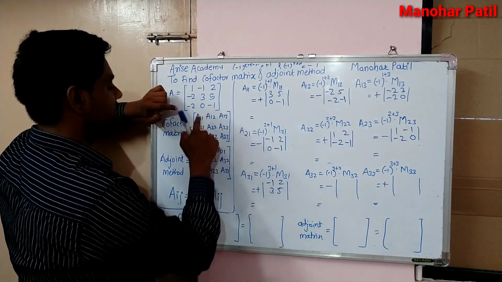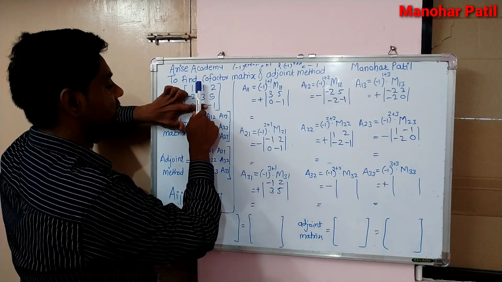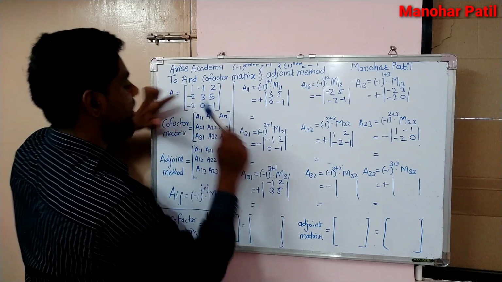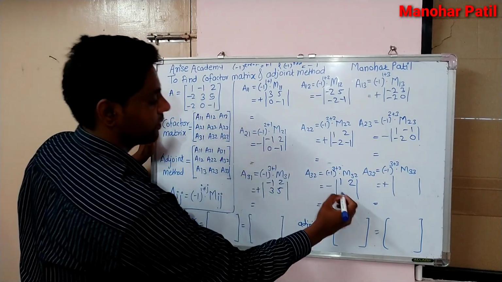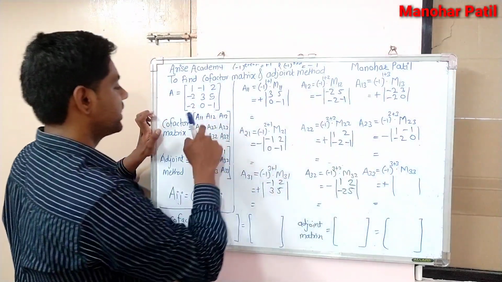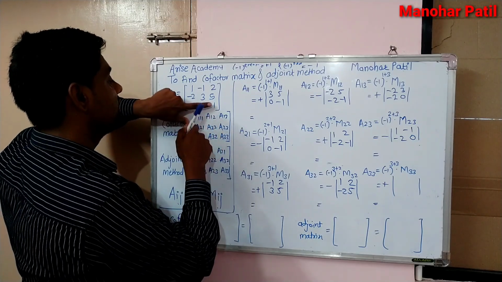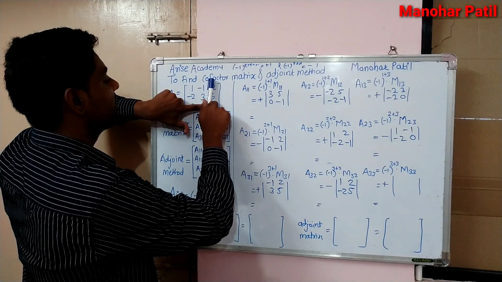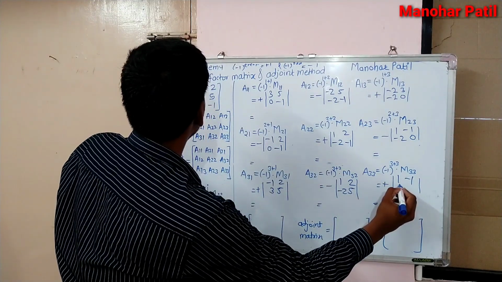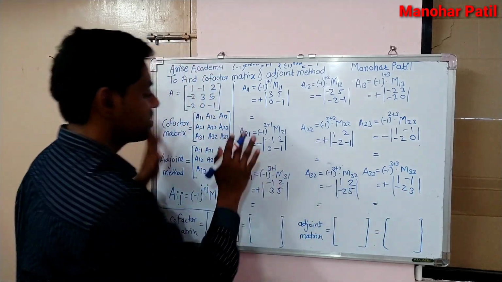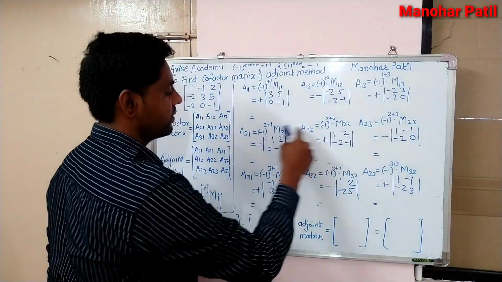Next, for A32, this element 0 is present in the third row, second column. So the remaining elements are 1, 2, -2, 5. A33 means -1. This element is present in the third row, third column. So take the remaining elements 1, -1, -2, 3. In such a way we find out the minor of all elements.